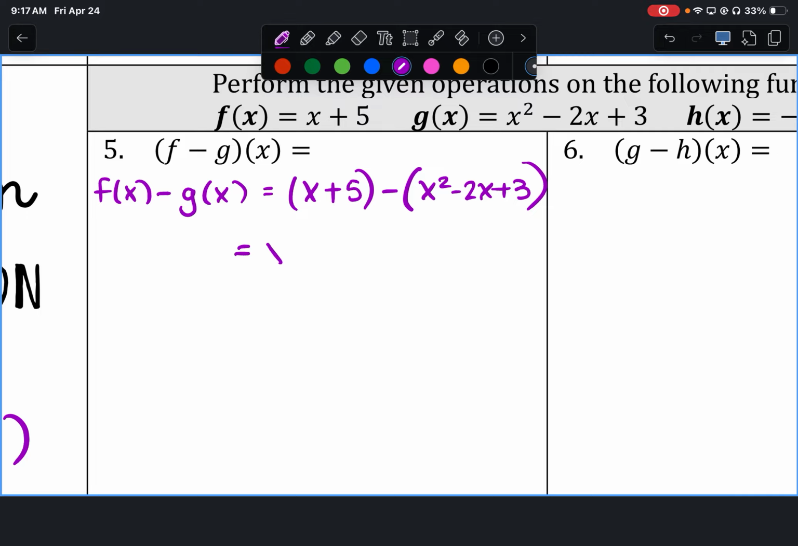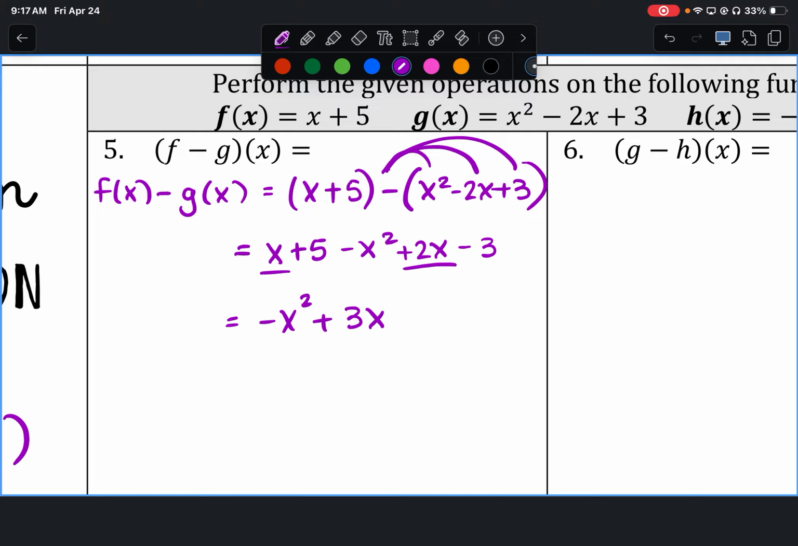Okay, so we have x plus 5. A negative and a positive is a negative, but a negative and a negative is a, and a negative and a positive is a negative. So now we combine like terms and put it in standard form. What needs to go first? Then we combine x and 2x to get 3x. What about 5 minus 3? 2. So our answer is negative x squared plus 3x plus 2.